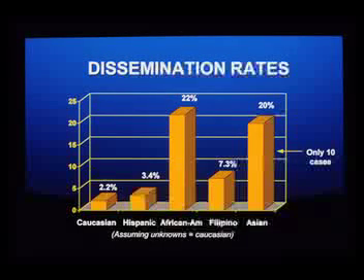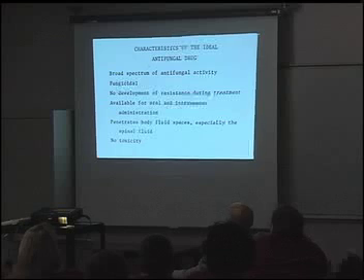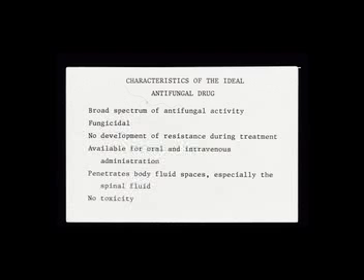So, what do we do about all of this? The ideal drug against this or any other disease, for that matter, has broad-spectrum antifungal activity, is fungicidal, one that kills the fungus rather than just keeps it from growing, one that does not allow the development of resistance, one that can be given both orally and intravenously, one that penetrates body fluids everywhere readily, especially into the spinal fluid for meningitis, and of course that is non-toxic. Well, such a drug does not exist and shows no immediate prospects of being developed.